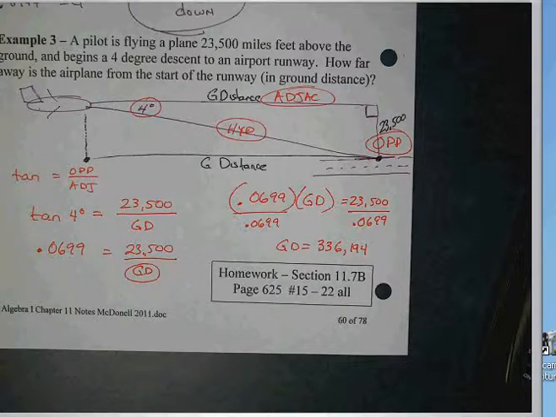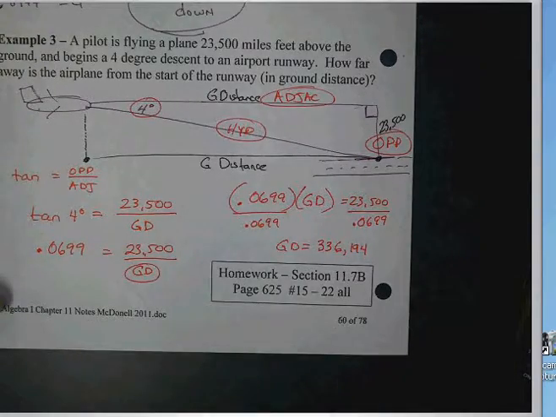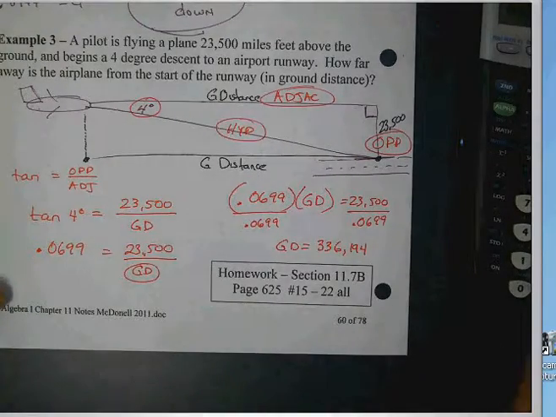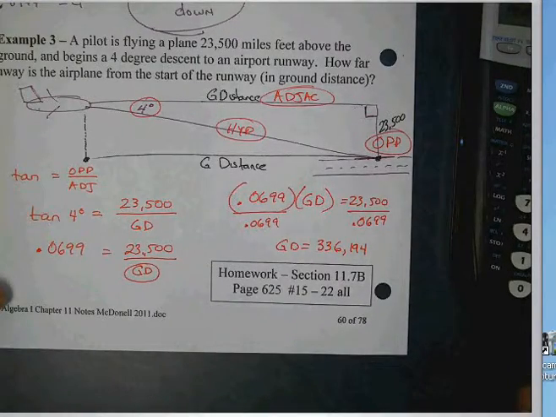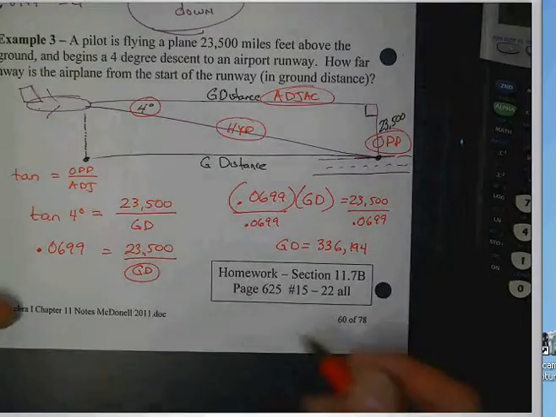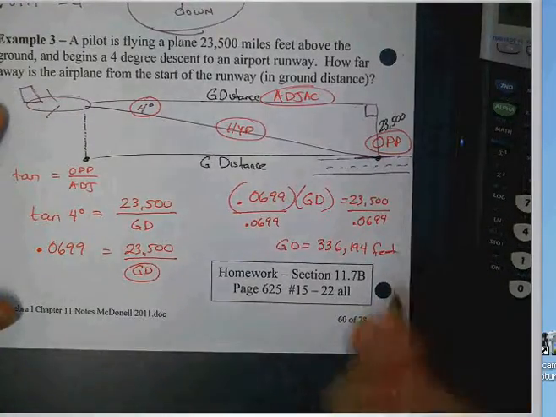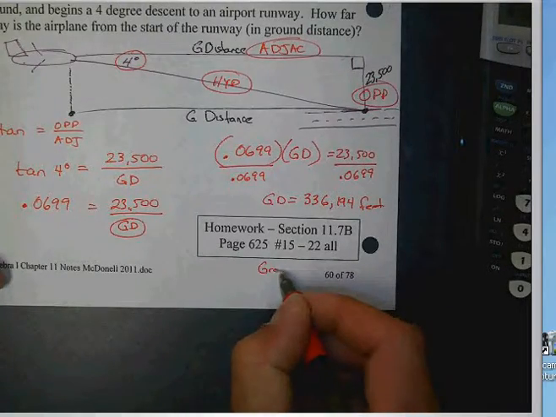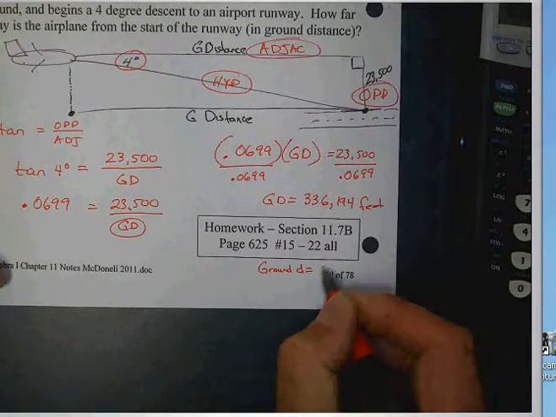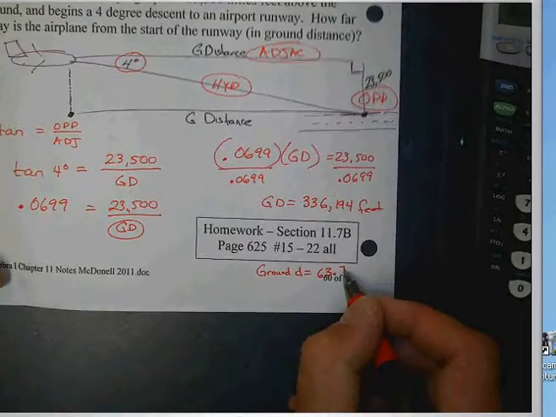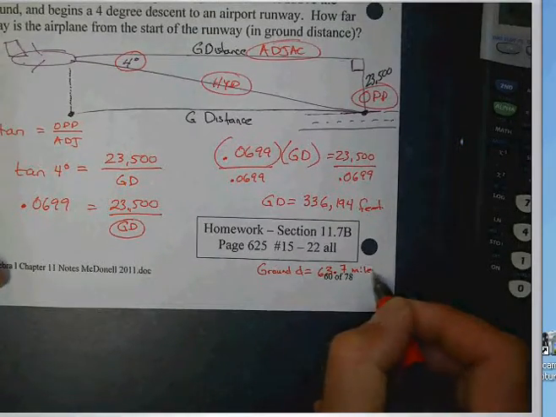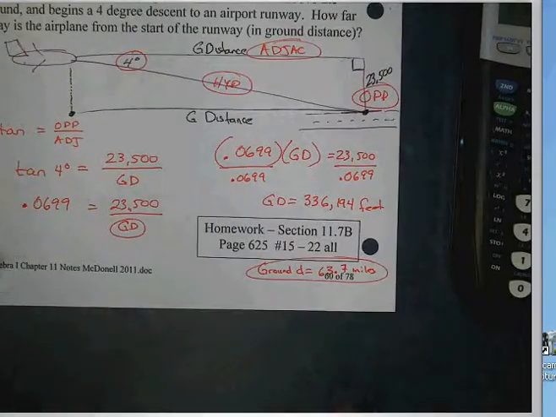What? How can you go that far? What kind of units are we in right now? Feet. Do we want to be in feet, you think? No. Miles. So what are we going to divide that by? 5280. If you don't know that number, write it down. So divide by 5280. This is in feet. So now I get the ground distance. 63.7 miles.